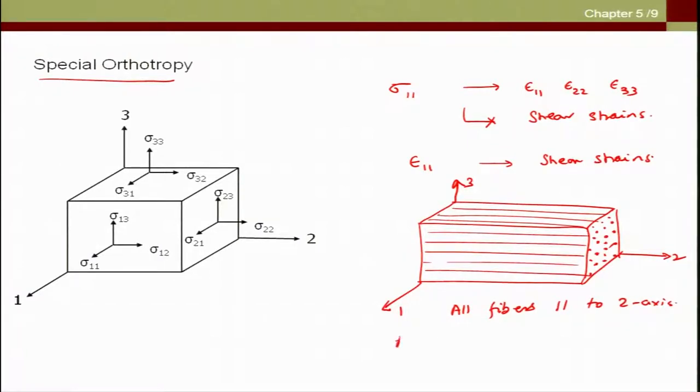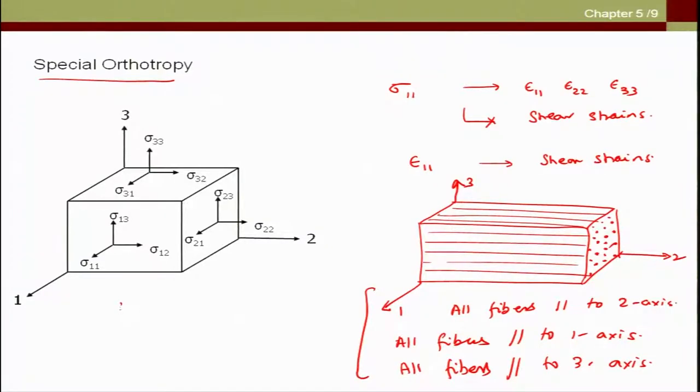Another scenario could be that all fibers are parallel to the 1 axis. Then also the coupling between shear and extension will not exist. Another case could be all fibers parallel to the 3 axis. In that case also, the same thing would be expected. And then the fourth condition could be a combination of these, so here all fibers are either parallel to the one axis or the two axis or the three axis.